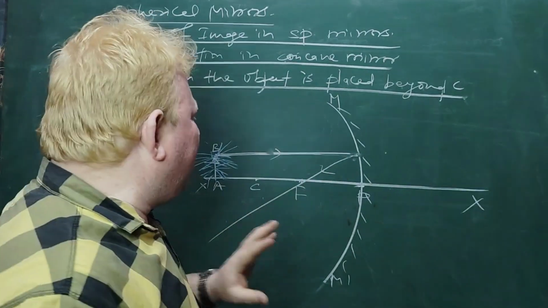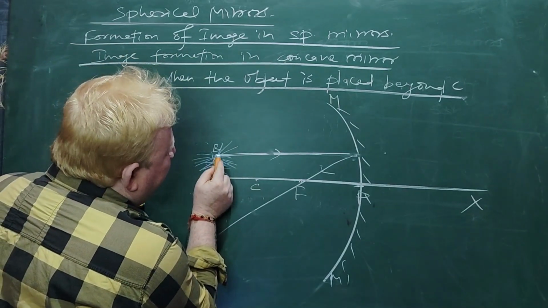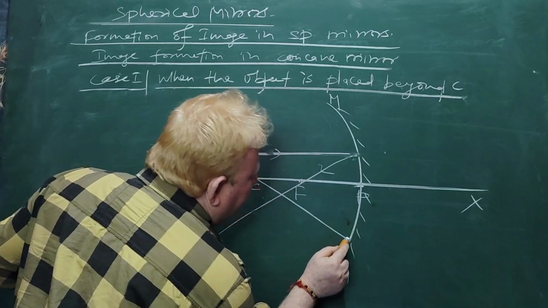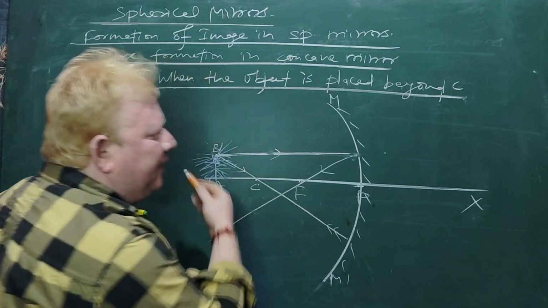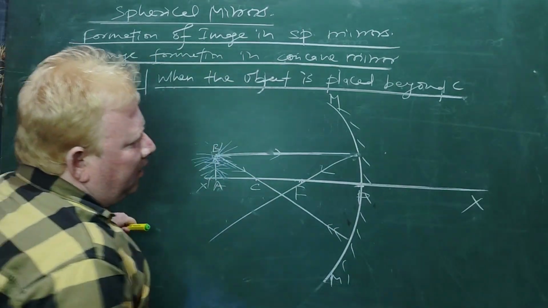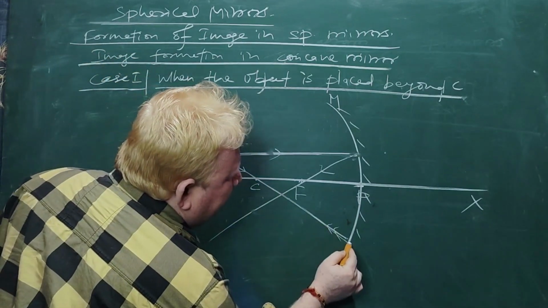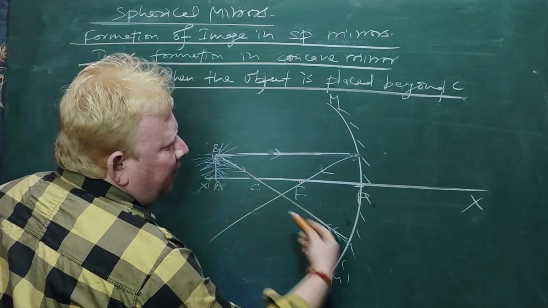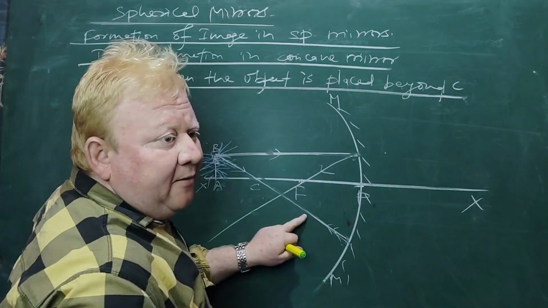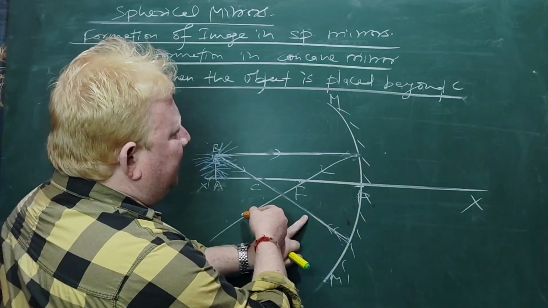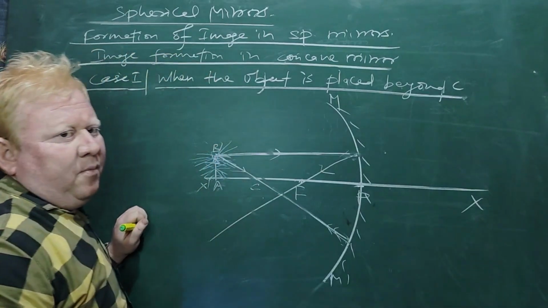Now one more reflected ray we want. So for that, why don't we consider the ray that will be passing through center of curvature? Why? Because we know that when a ray passes through center of curvature, after reflection it will retrace back in the same medium. Yes or no? So now this ray will become a reflected ray for me. See, from here it was the incident ray, but after reflection, along the same path it is going. So now this ray has become a reflected ray, and this is the other reflected ray. So these two reflected rays are meeting at this point. So here the image will be formed.